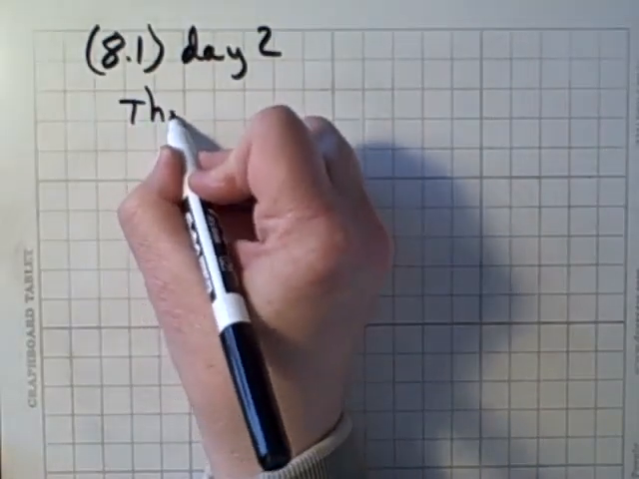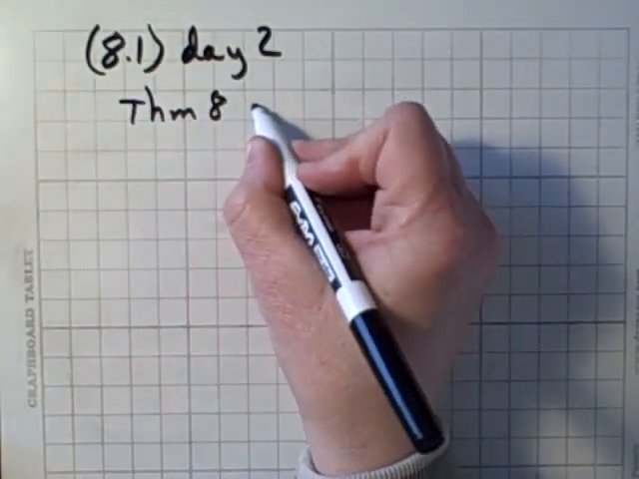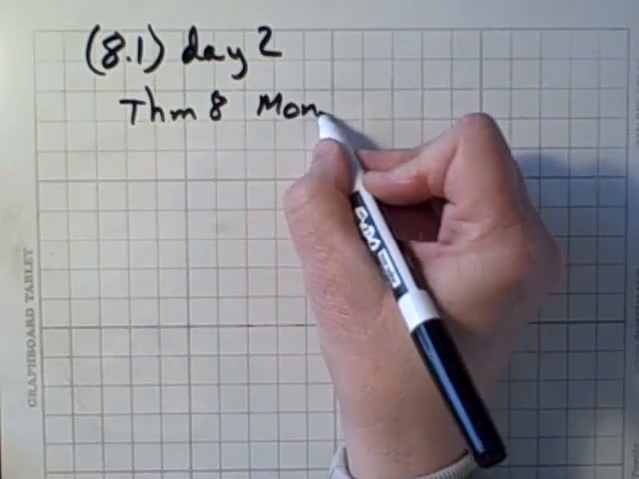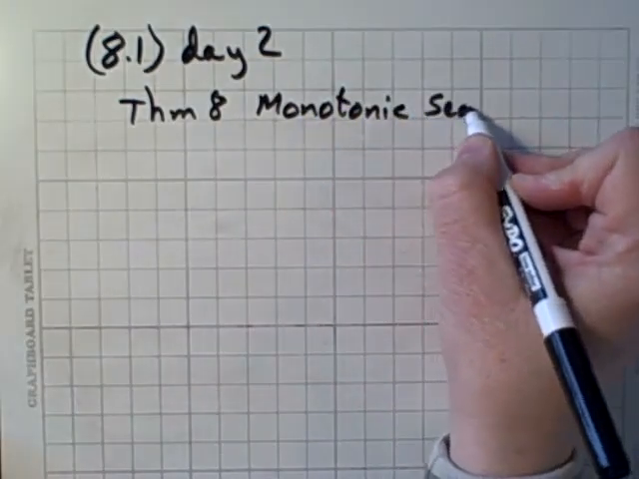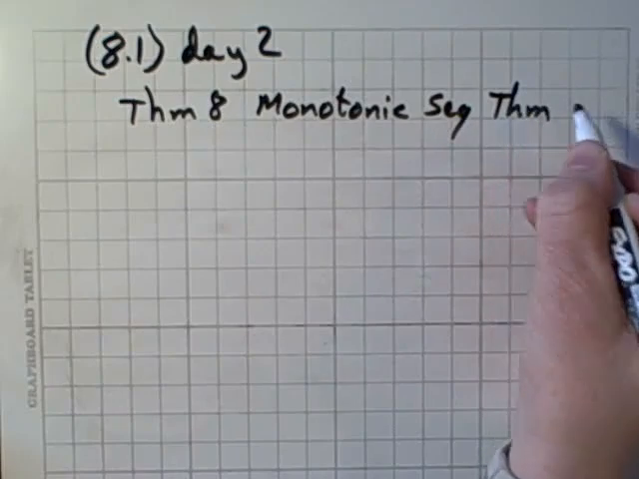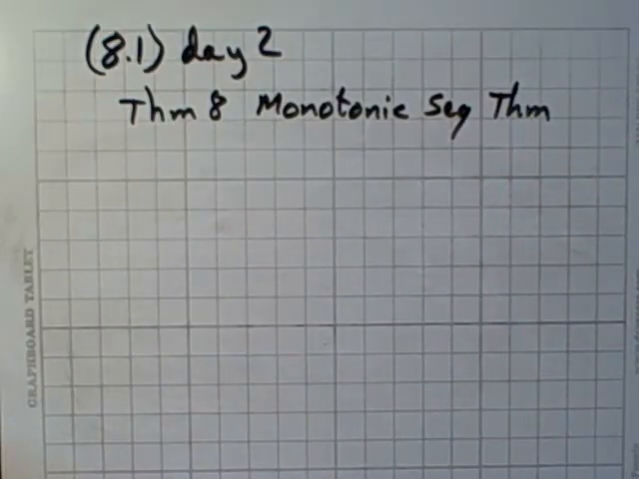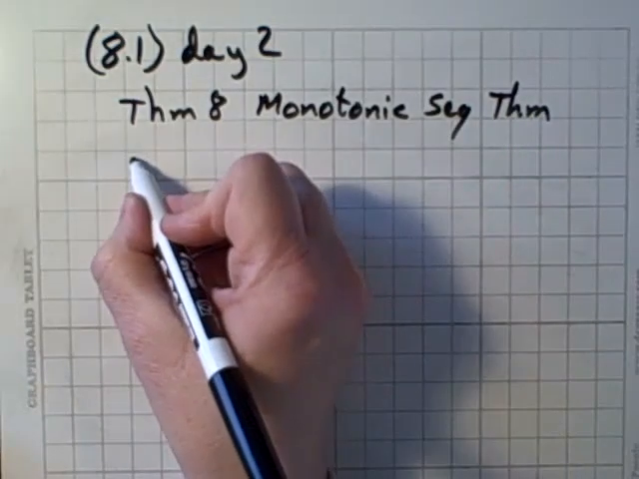Theorem 8 is the monotonic sequence theorem. Every bounded monotonic sequence is convergent.